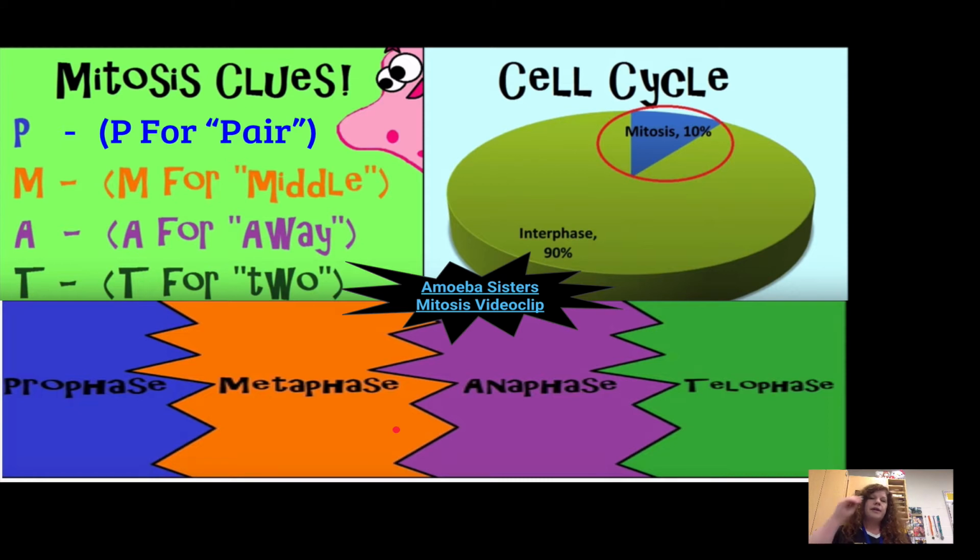How can you remember this? A lot of times students remember the idea of PMAT. The chromosomes pair in prophase, then they line up in the middle for metaphase, and in anaphase, they start to pull away from each other, and then in telophase, they break into two cells. PMAT: prophase, metaphase, anaphase, telophase.